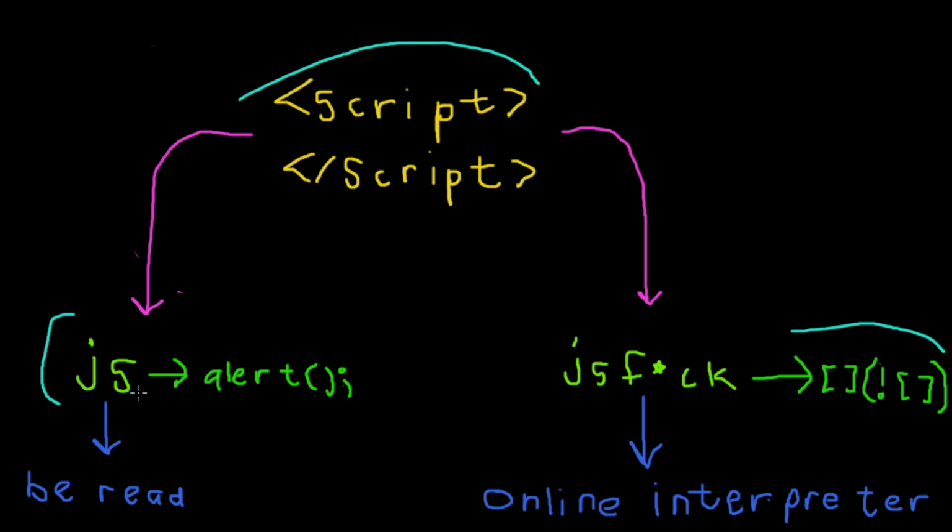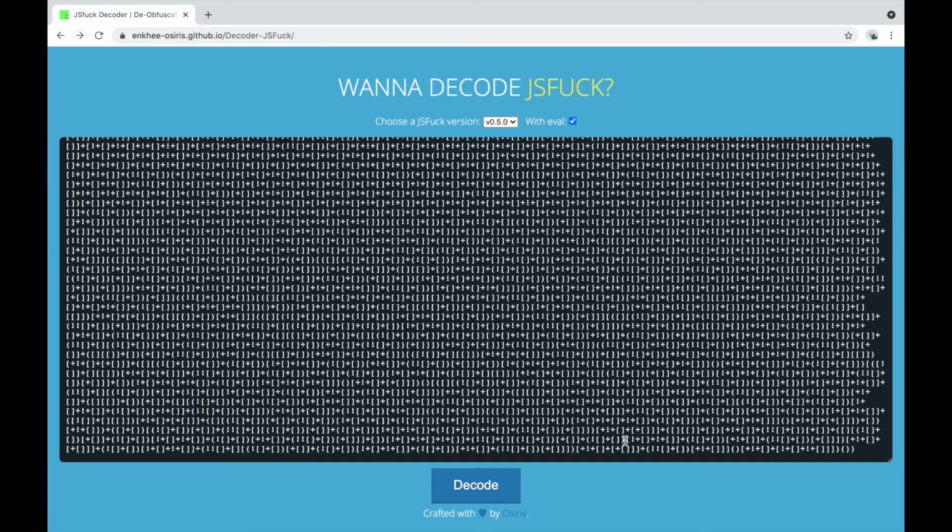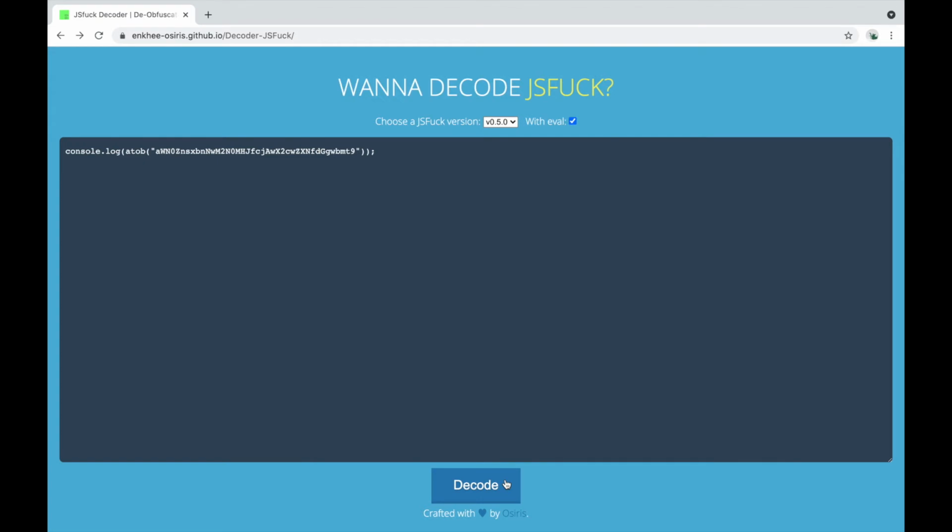And JavaScript can be read by humans, but for JS, we will need an online interpreter or an online decoder to decode the JS. Basically, JS is derived from Brainf, which looks something like this, and it also requires an online decoder or an interpreter to understand the code. So when we decode the JS code, it returns us with this JavaScript code that prints it into the console using the atob function in JavaScript.